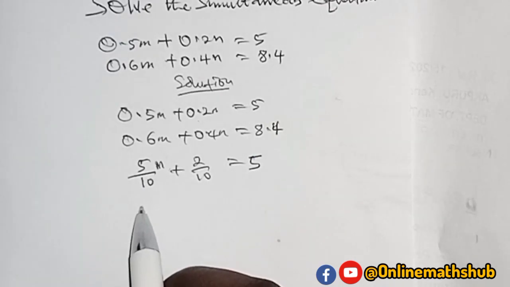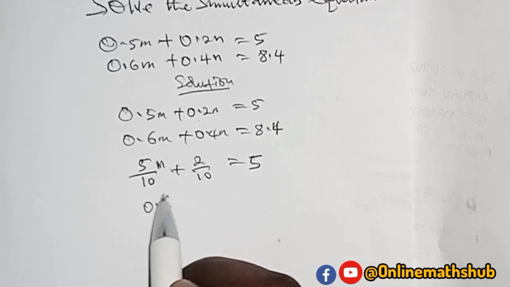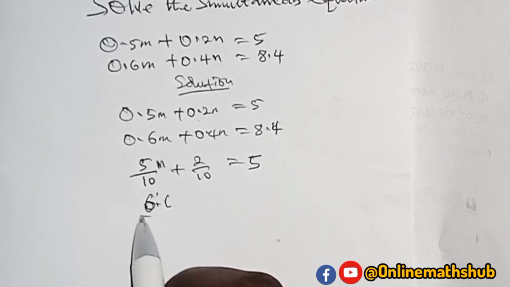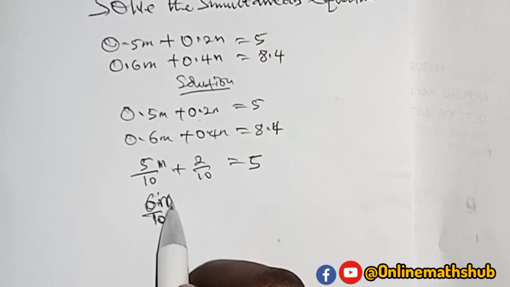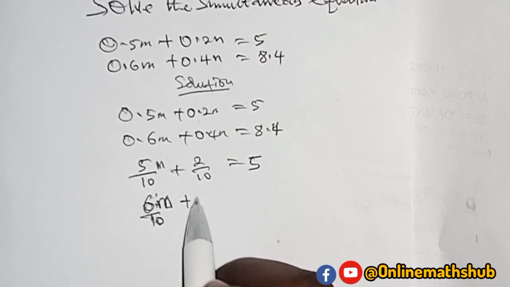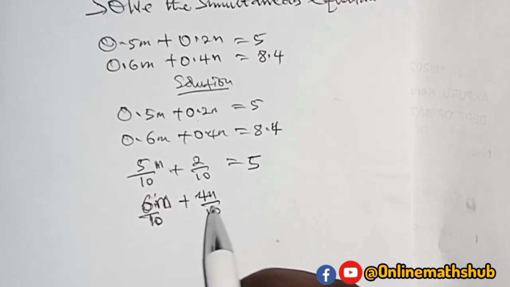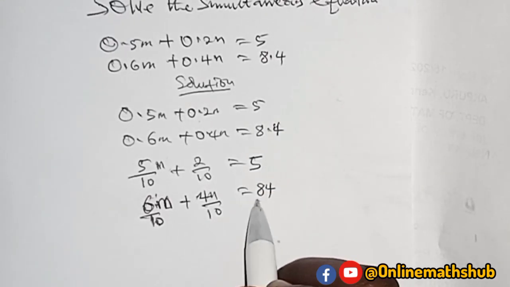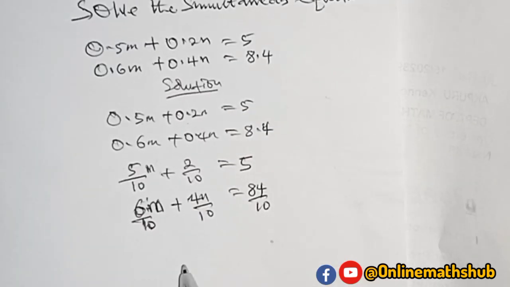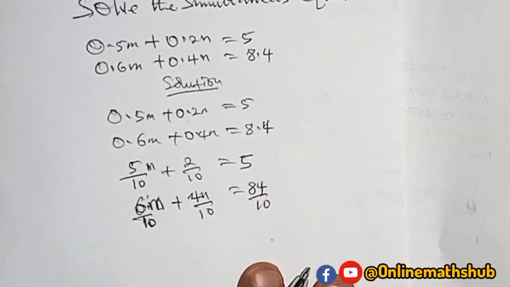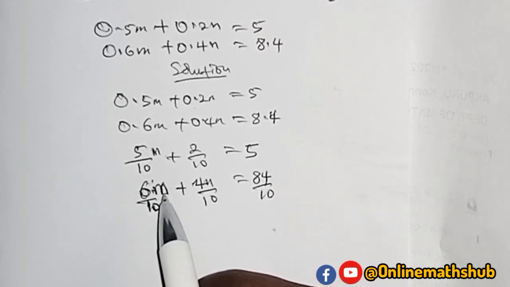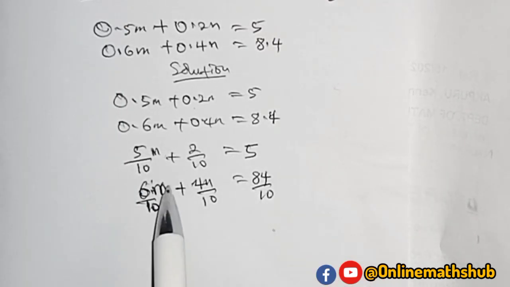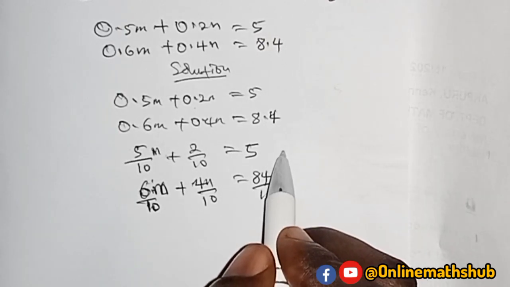Now for the second one, I have 0.6. If I convert that, I'm going to have 6 over 10. Let me still put m: 6m over 10 plus 4n over 10 is equal to 84 over 10. So these are what we have, and the next thing is to clear fractions. Since all of them have 10 as the denominator, you can multiply both equation 1 and equation 2 by 10.